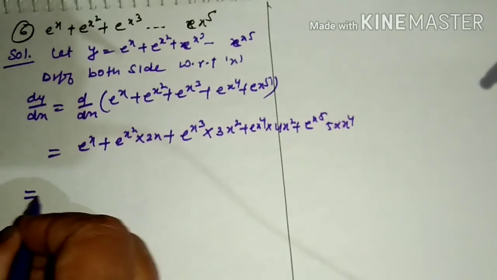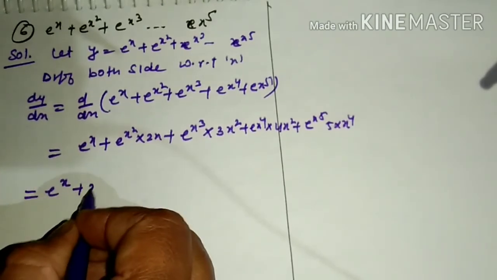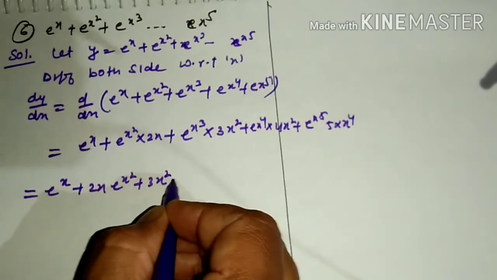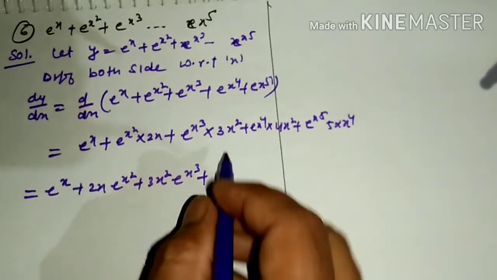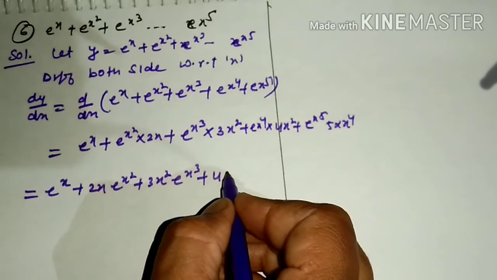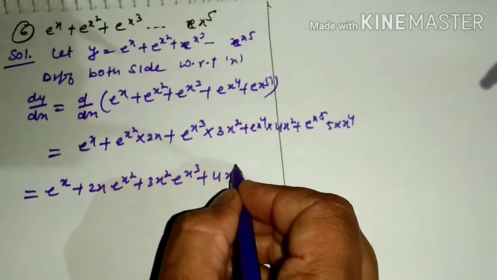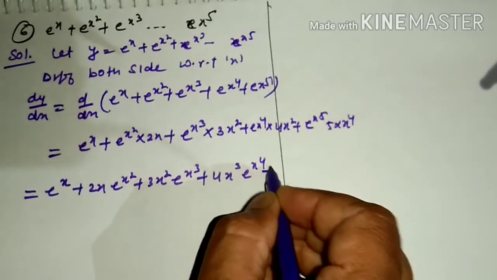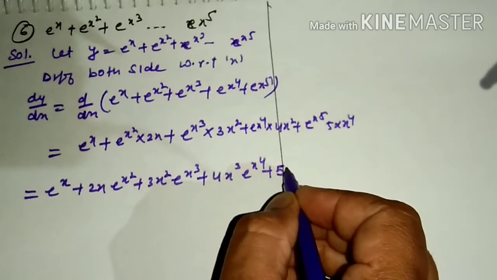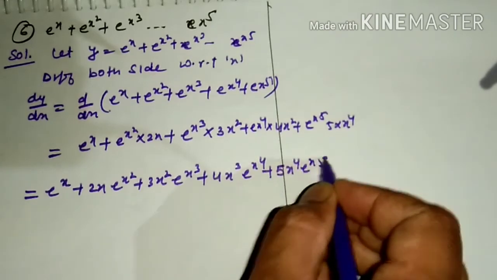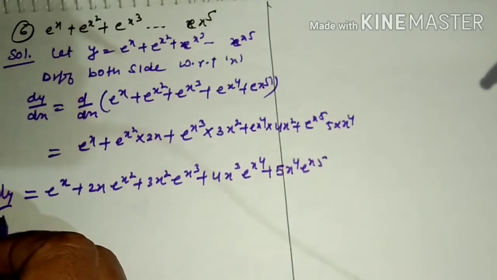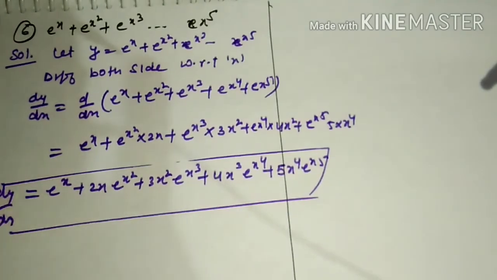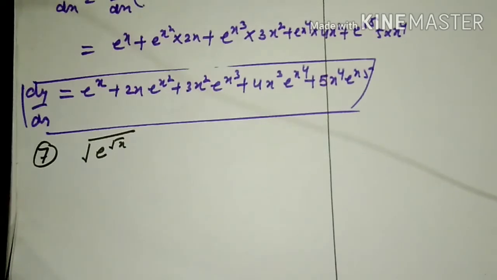So overall e to the power x plus 2x e to the power x square plus 3x square e to the power x cube plus 4x cube e to the power x to the power 4 plus 5x4 e to the power x to the power 5. So this is our dy upon dx. Clear? Next question.